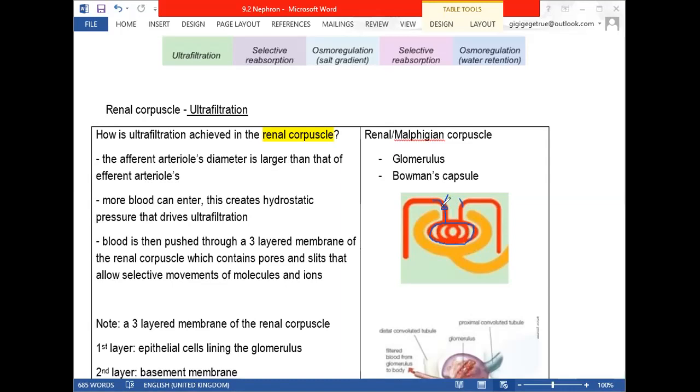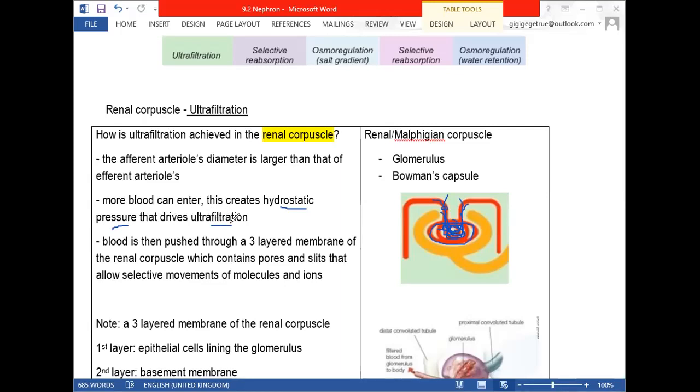Okay, you imagine two red blood cells can come in, but only one red blood cell can go out. So another red blood cell will be stuck here. And then two more red blood cells come in. And each second, only one red blood cell can go out. So more and more red blood cells get trapped here, creating what we call hydrostatic pressure. So the hydrostatic pressure will then drive ultrafiltration.